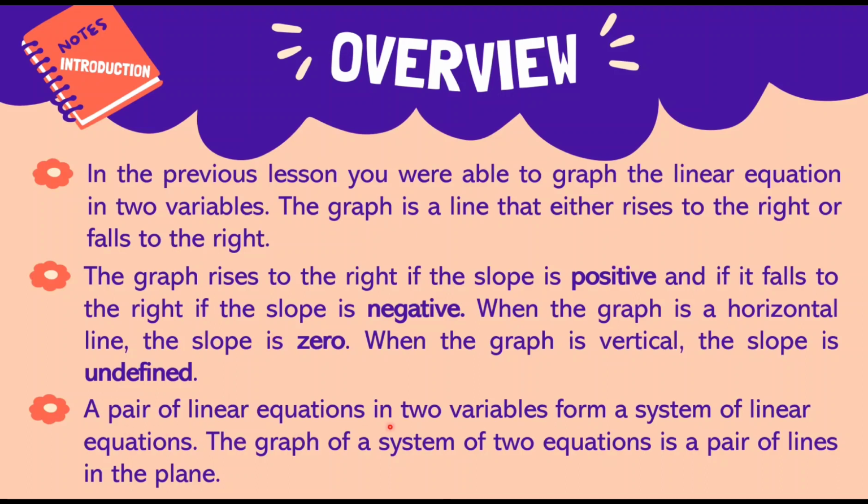A pair of linear equations in two variables forms a system of linear equations. So we are talking about a pair. Meaning to say, it is no longer just one linear equation that we will graph. When it is no longer just one, we call that a system of linear equations in two variables. The graph of a system of two equations is a pair of lines in the plane, that is, the Cartesian coordinate plane. So you need to graph a pair of lines in the Cartesian plane. That is what we call a system of linear equations in two variables.